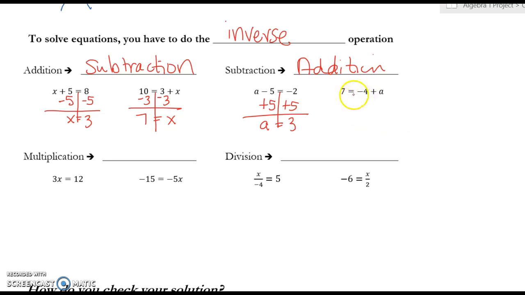And then one more here, even though it's on the other side, it's still a negative 4. And the opposite of a negative 4 is a positive 4. So I add 4 to both sides, and so I get 11.